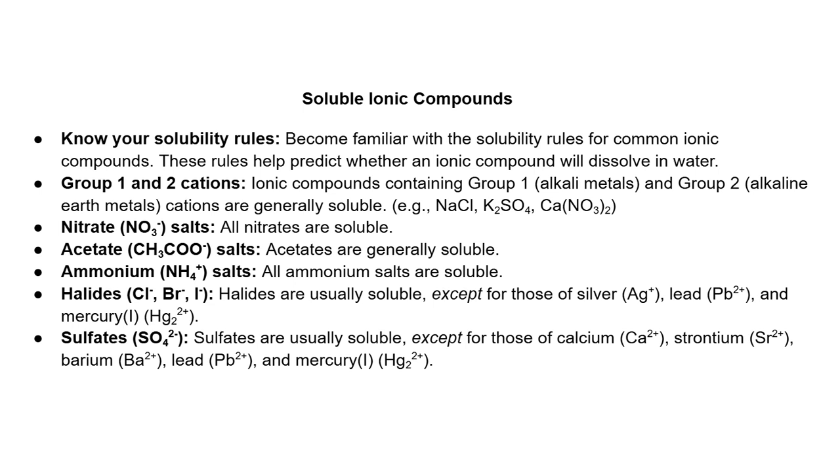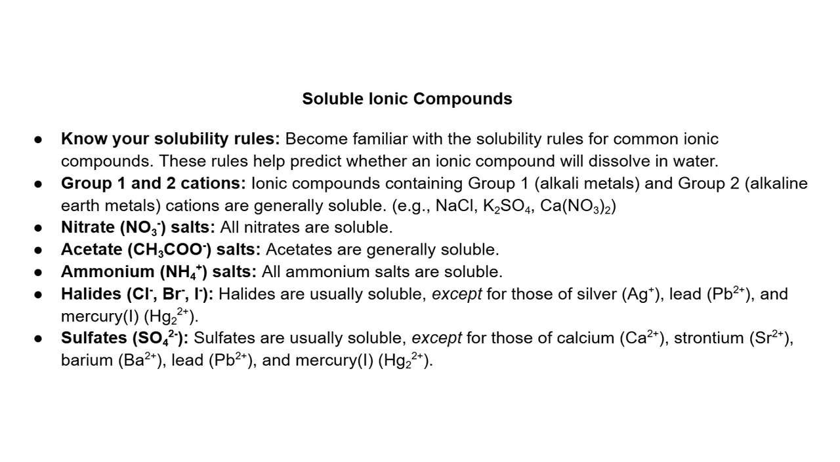Anything that is a nitrate compound, an acetate compound, or an ammonium compound is also going to be soluble. In general, compounds that contain halides like chloride, bromide, and iodide are going to be soluble, but there are a few very important exceptions. Silver compounds and lead-2 compounds, as well as mercury-1 compounds, are insoluble. So, for example, silver chloride is a very common insoluble ionic compound.